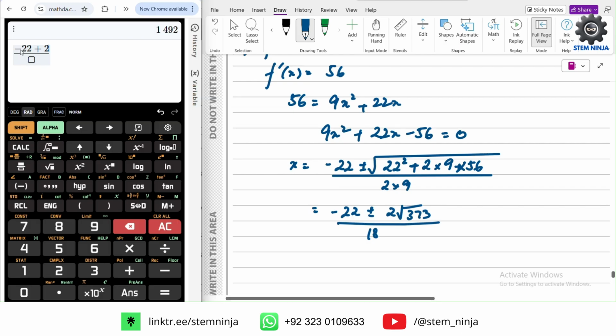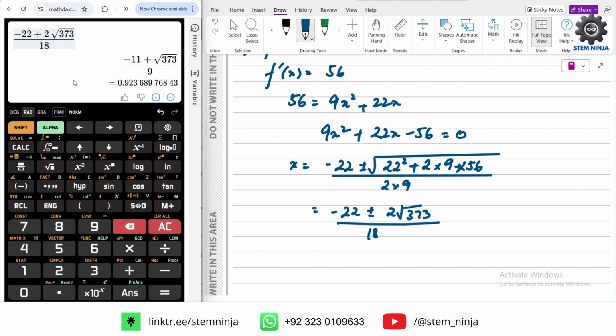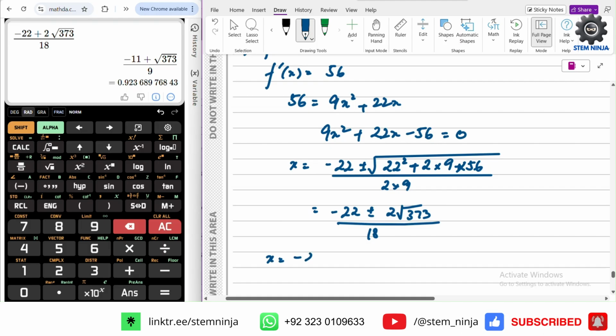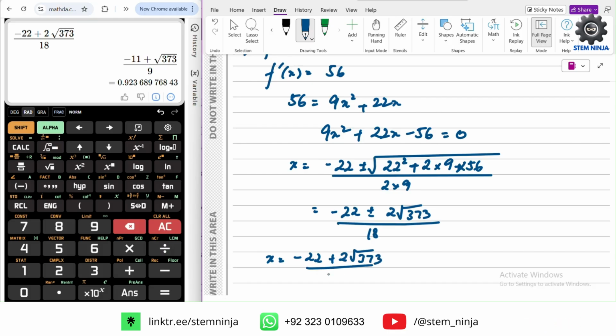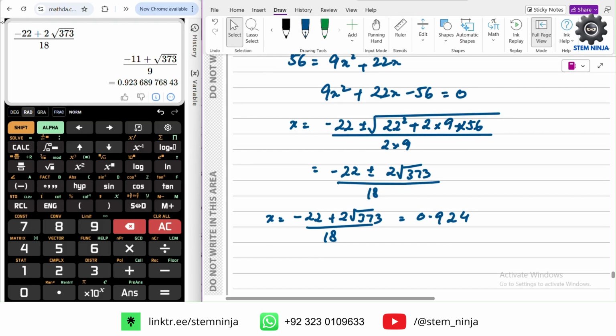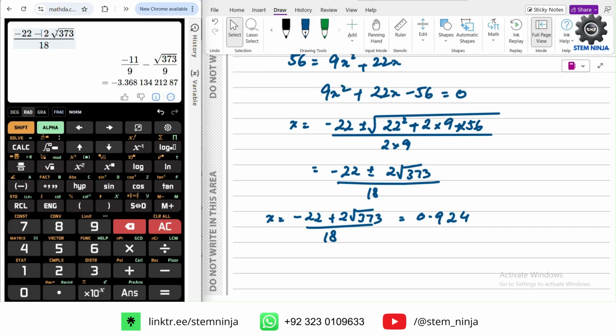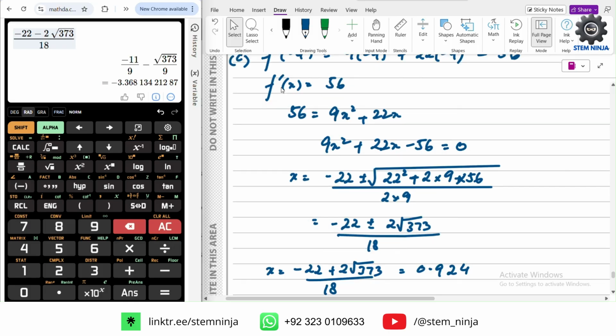So plus 2 root 373 divided by 18, 0.9. So minus 22 plus 2 root 373 over 18, which is 0.924, let's say. And the other one, let's hope, fingers crossed, minus 3.36. Okay, that means we made a mistake somewhere.